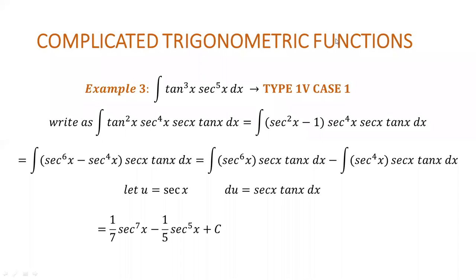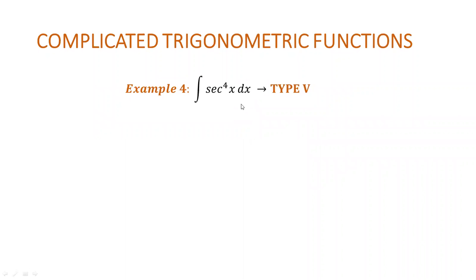Okay, now we go to the next example. This one, under type 5, is secant to the fourth. The secant has an even exponent. What do you think will be the appropriate procedure here? You can split. So let's see.